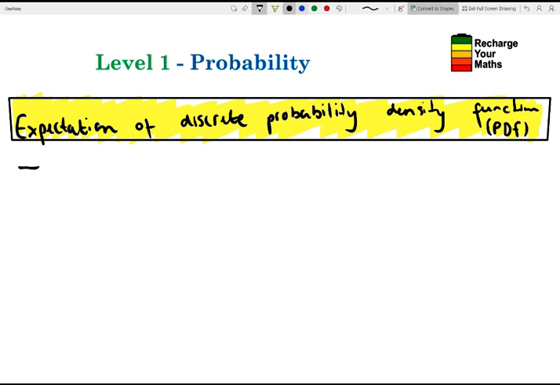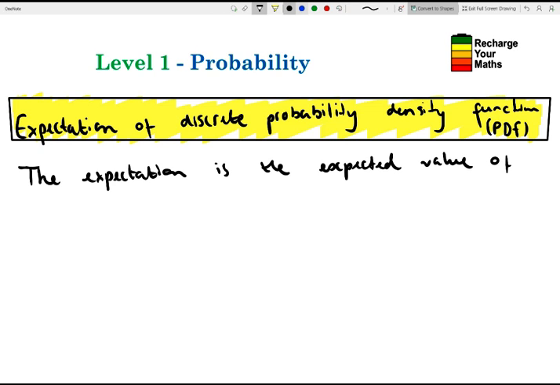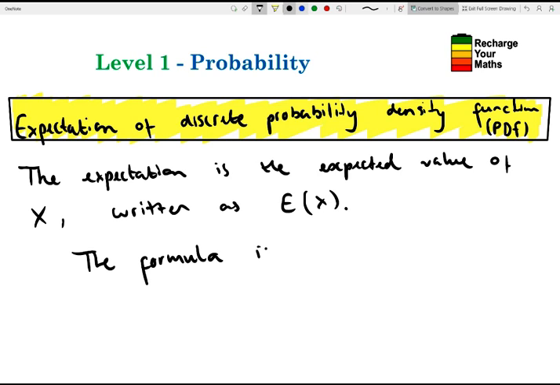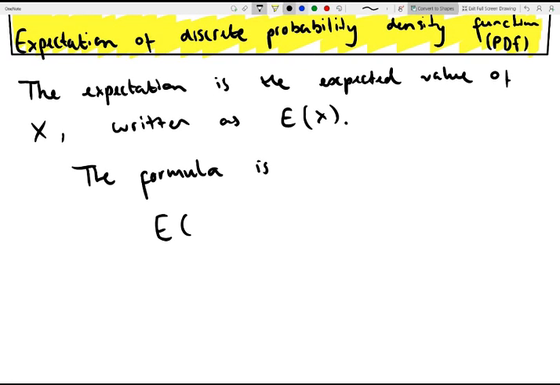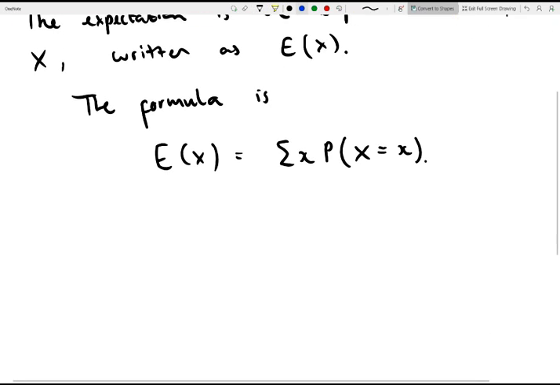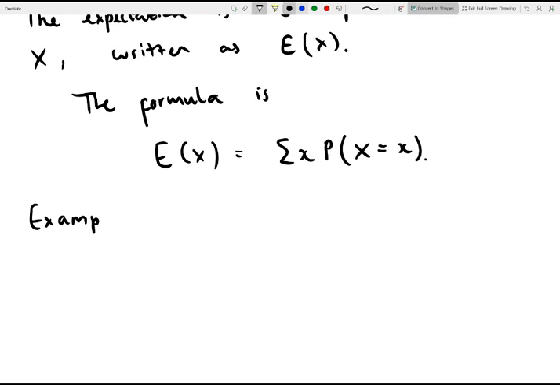Okay, so what is the expectation? The expectation is the expected value of capital X, and we write it as capital E of capital X. Okay, the expectation of X. And the formula is: the expectation of X is the sum of our outcomes multiplied by the probability that capital X is x. And to illustrate this even further, let's look at an example of this.